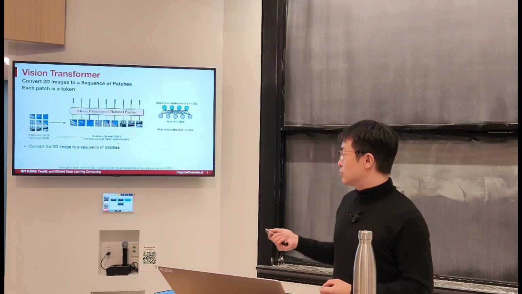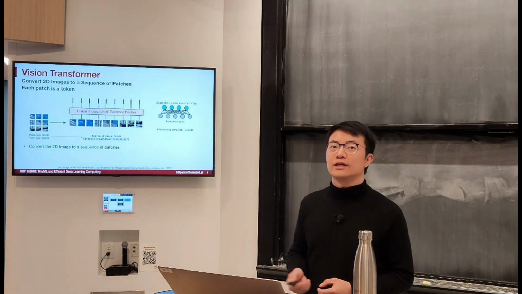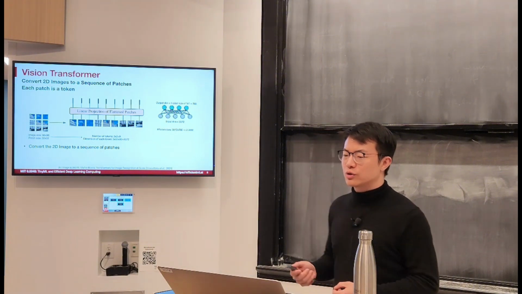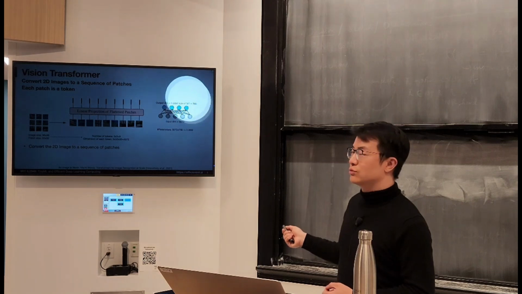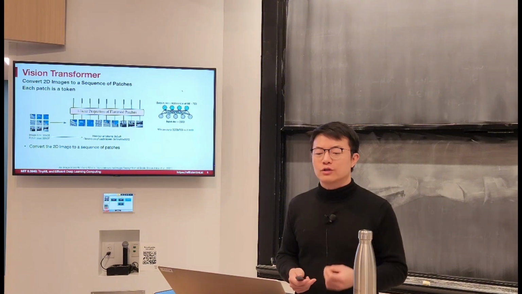And then we do a linear projection to flatten the patches. The patch is 2D, and we flatten it into 1D. We project it from roughly 3K to 768 in this case. So we convert a 2D image into a sequence of patches this way.